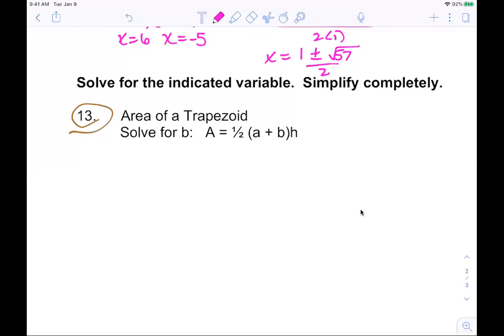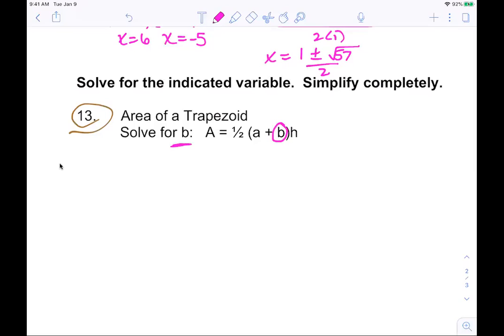And the indicated variable is b. So that's the one we want to solve for here. There's a couple of things that we can do to get the b isolated. So here's b. What is one thing that we could do to try and get b by itself?